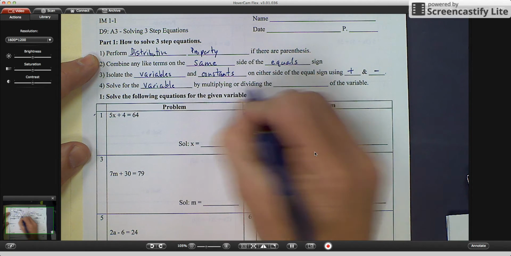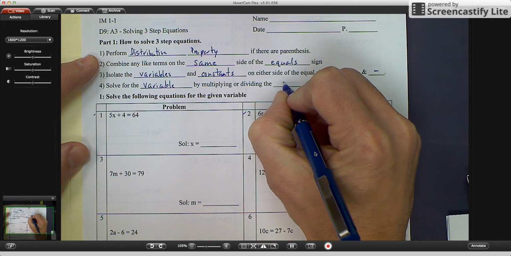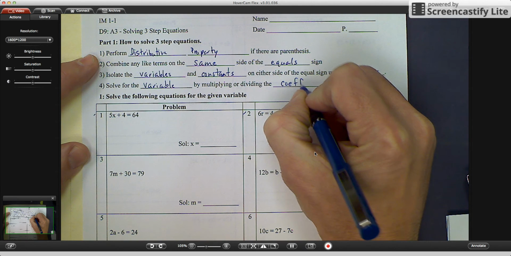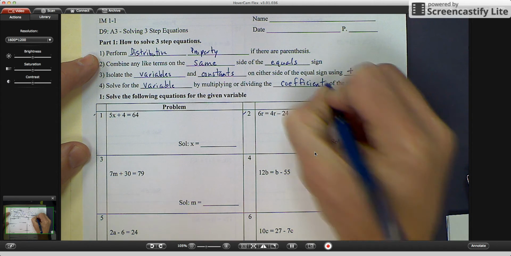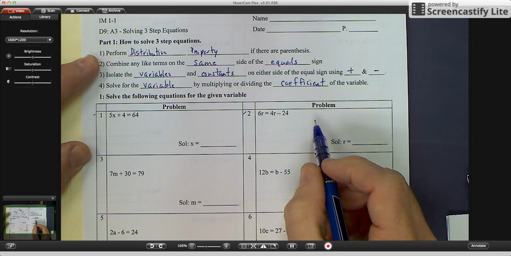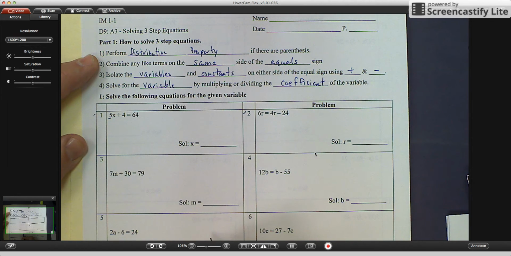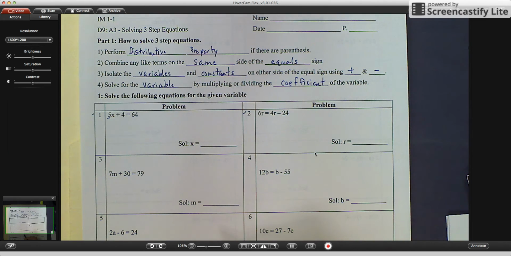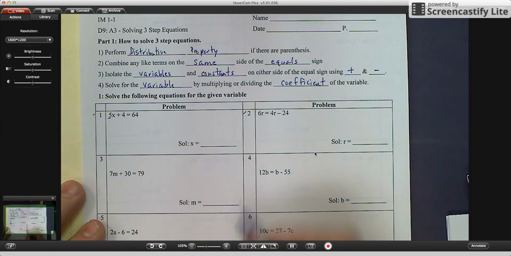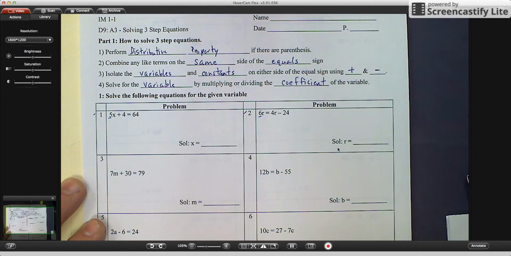by multiplying or dividing the coefficient of the variable. If you're not sure what the coefficient of the variable is, 5 is the coefficient of x. It's the number that's multiplied by the variable. 6 is the coefficient of r, the number multiplied by the variable. I'm going to do 4 examples for you right now.